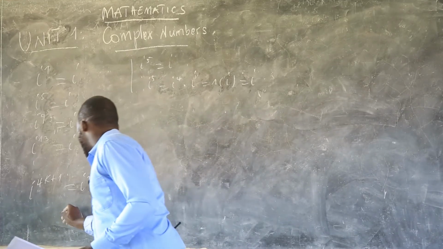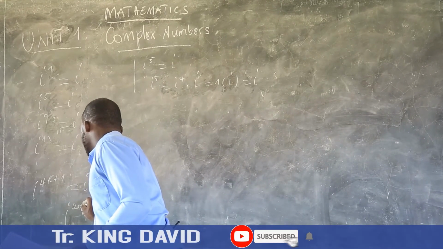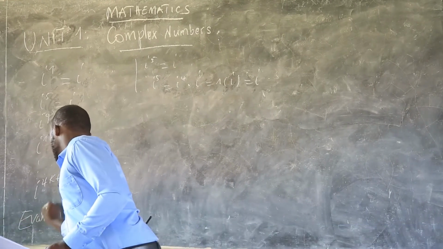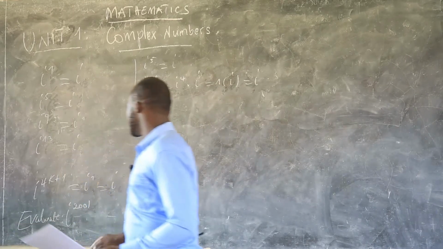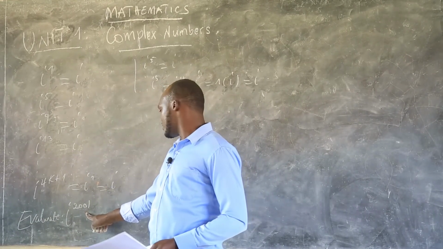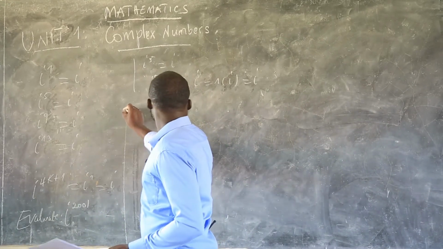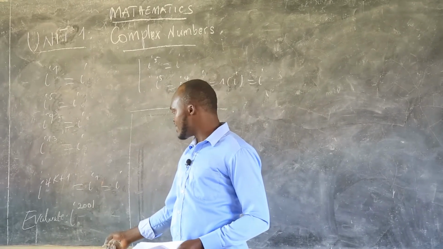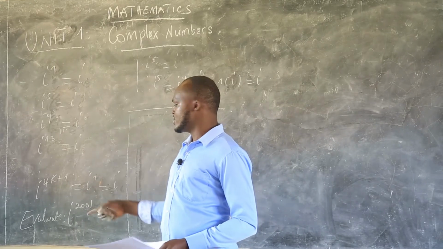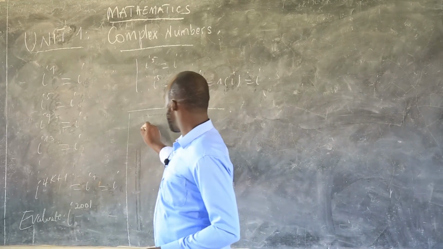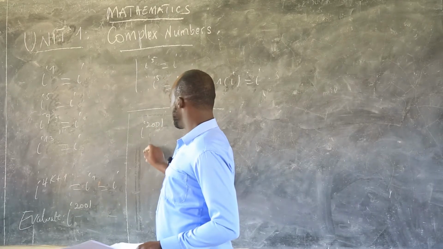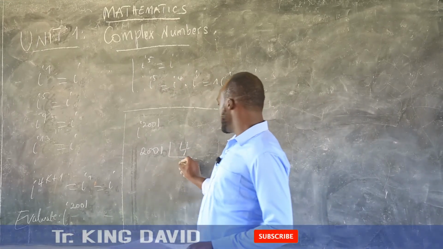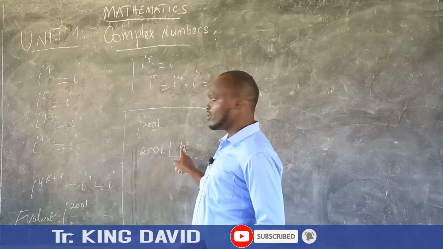For example, i^2001. Evaluate i^2001. What am I going to do here? I'm just going to take 2001 divided by 4. The remainder will be the power of i, so which will show me the answer. So then i^2001. I'm going to take 2001 divided by 4. So now I have to put here 5. 5 times 4, this is 20.